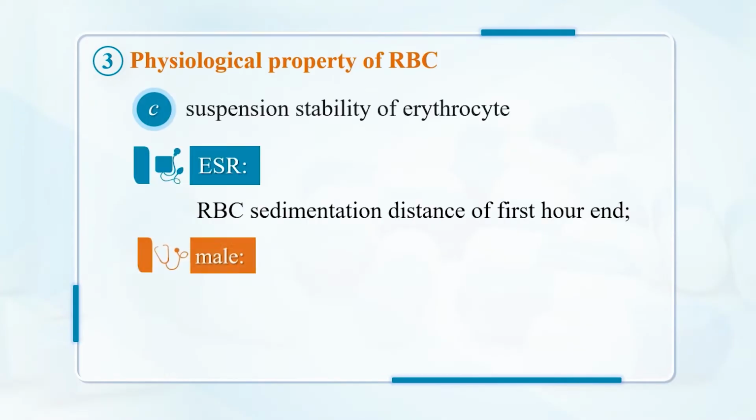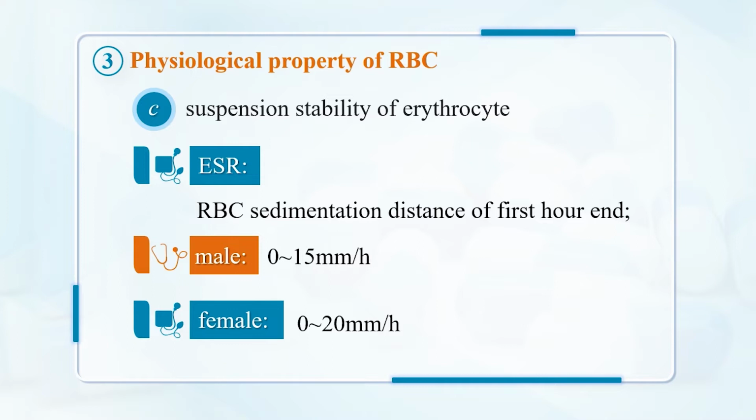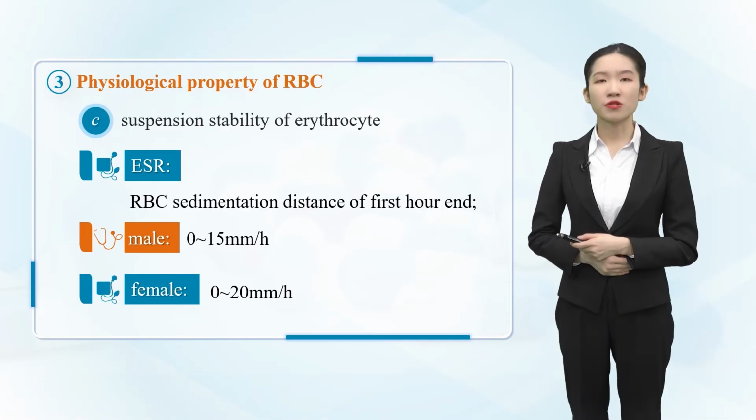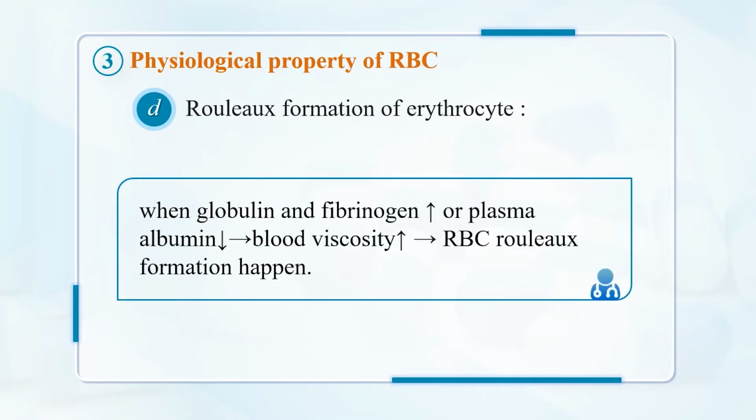Third, suspension stability of erythrocyte, ESR. Red blood cells sedimentation distance of first hour end. In male, it is 0 to 15 mm per hour. In female, it is 0 to 20 mm per hour. Fourth, rouleaux formation of erythrocyte. When the content of globulin and fibrinogen increases or the content of plasma albumin decreases, the whole blood viscosity increases, resulting in the rouleaux formation of the red blood cells.